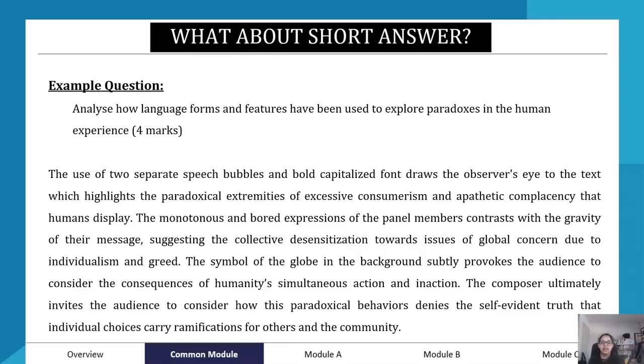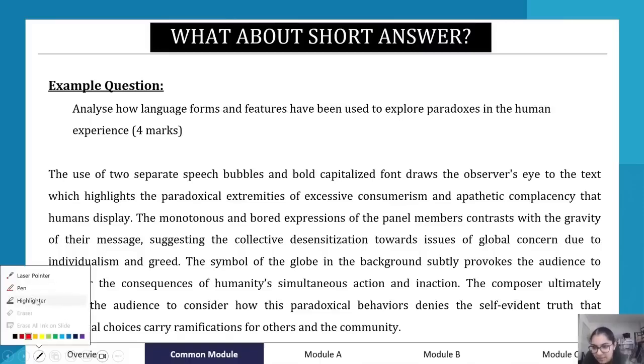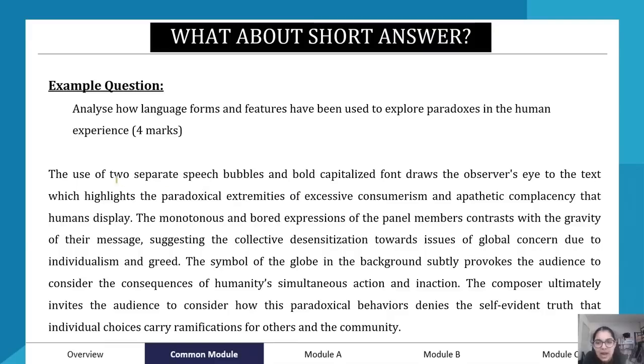So the key here with this first sentence is that it directly answers the question, because the question is how are language forms and features used. Anytime it's a how, you want to actually mention, and I might get my pen out here, every time it is how, there we go, every time it is how, you actually want to mention what the techniques are. That's so important.